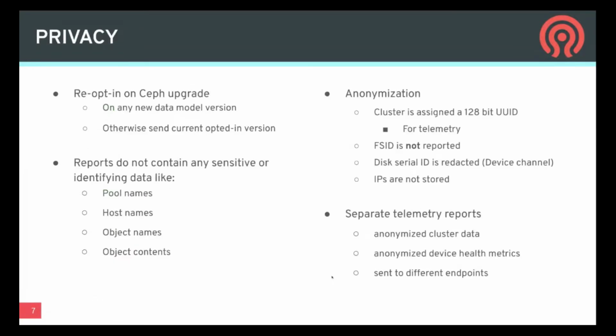I want to touch on privacy. This is really important to us. So in case users are opted into telemetry and we add new data to the reports, we require users to opt in on a Ceph upgrade. And in Quincy, we changed this design a little, so that it allows users to keep sending whatever they're currently opted into, the current data model version, but they need to re-opt in for any new deltas.